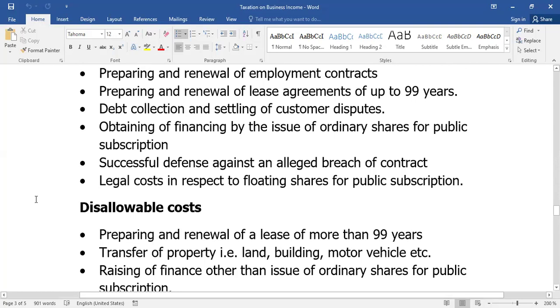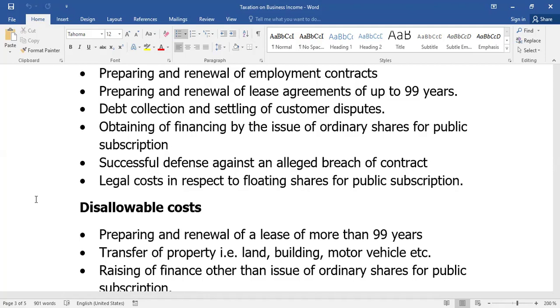Then we have successful defense against an alleged breach of contract. That is where an examiner might be talking about defense against an alleged breach. It should be successful. That is a point to note. Now, we are talking about the legal cost in respect to floating shares for public subscription. The only area where the business can generate revenue is through the issue of ordinary shares to the public for subscription. Any other way is not allowed under the Income Tax Act.